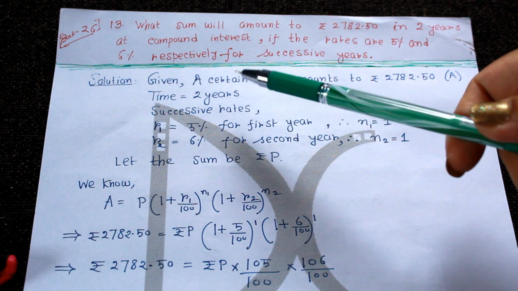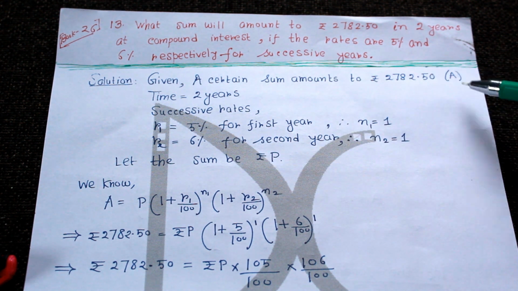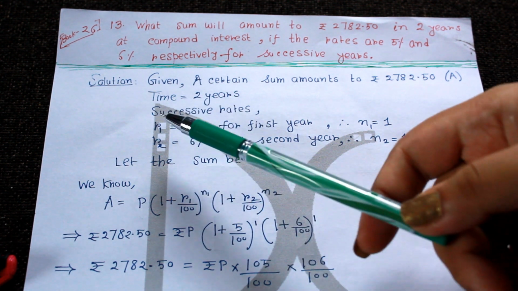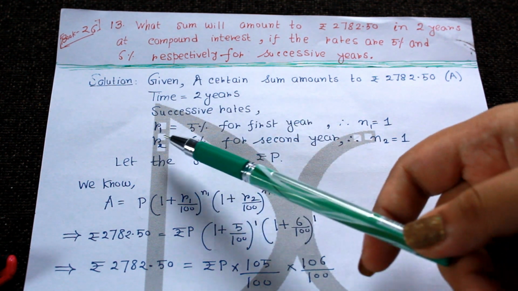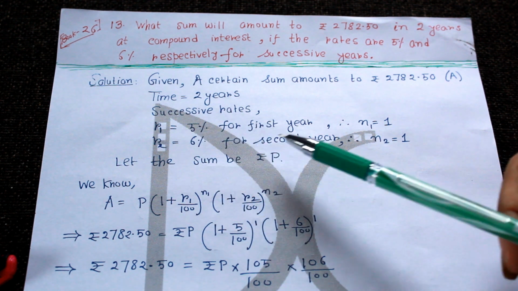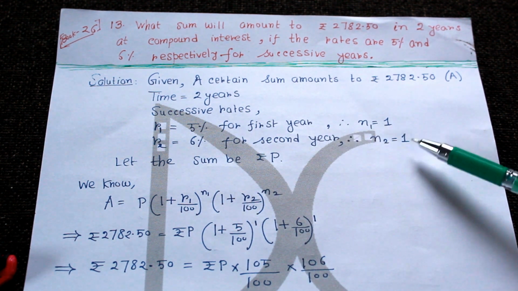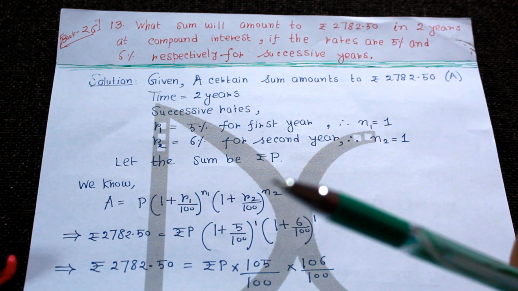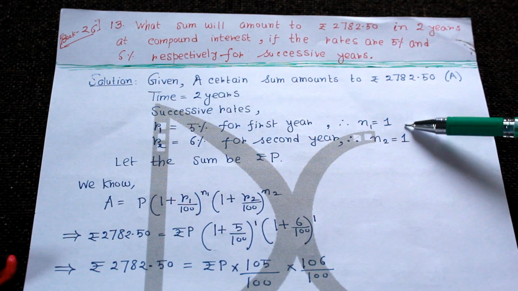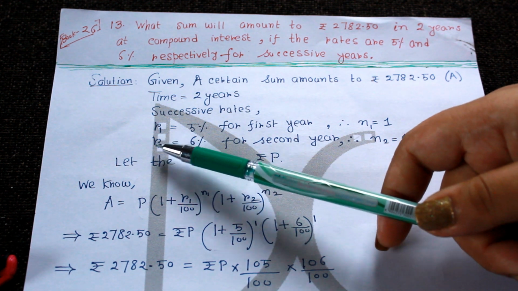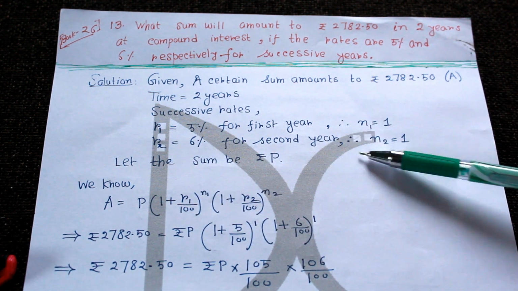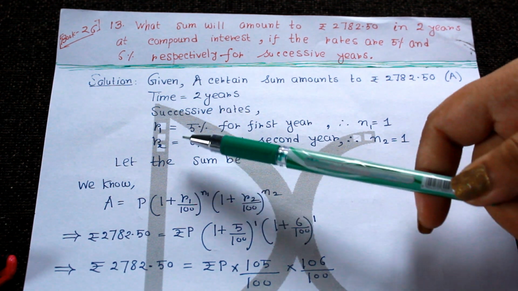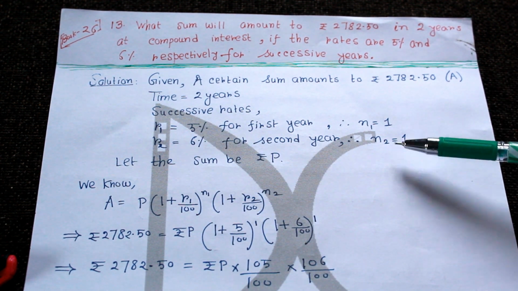So I have written, given a certain sum amounts to rupees, this is the amount A. Time is 2 years. Since it is successive rates, I have taken R1 as 5% for the first year. Therefore N1 will be 1 only, meaning 5% will be the rate for 1 year only. Similarly R2 is 6% for the second year, so N2 is also 1, meaning the 6% rate remains for 1 year.